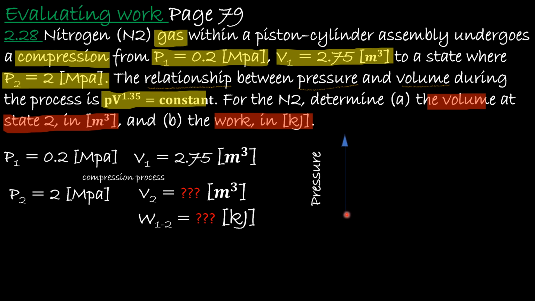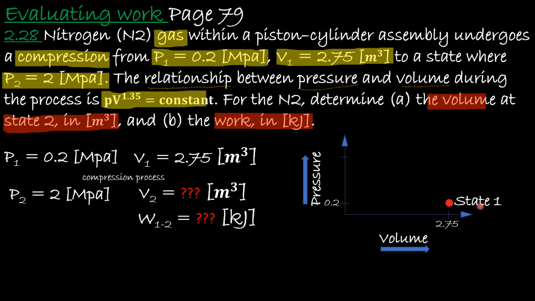So let's draw a vertical axis. This vertical axis is the pressure, and as we go up, the pressure increases. And here we draw a horizontal axis, and this axis will represent volume. As we go to the right, the volume increases. We started with pressure 1 at 0.2, and the volume is 2.75. So here we drew a point.